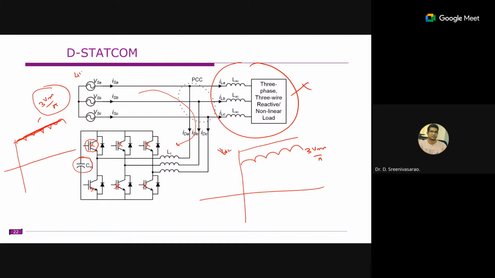Theoretically, if you have 415 volts or 450 volts, the DC link voltage must be 1.6 times that. So this DC link voltage is usually 1.6 times more than that, so that the device will be forward biased. Understood?